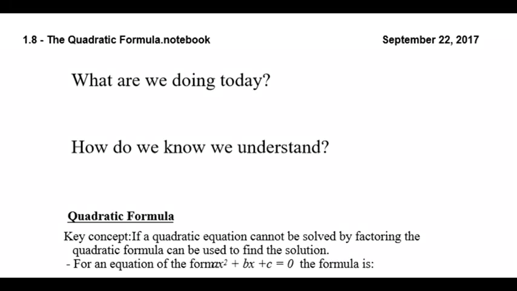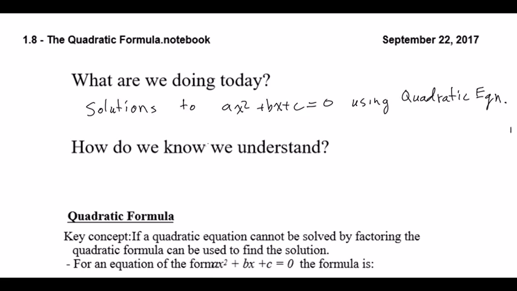So, what are we doing today? Today, we're going to be looking at solutions to ax squared plus bx plus c equals 0 using a thing called the quadratic equation. It's a special equation that allows us to find solutions without having to do any factoring.